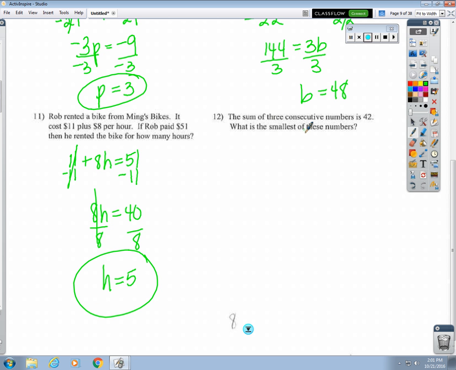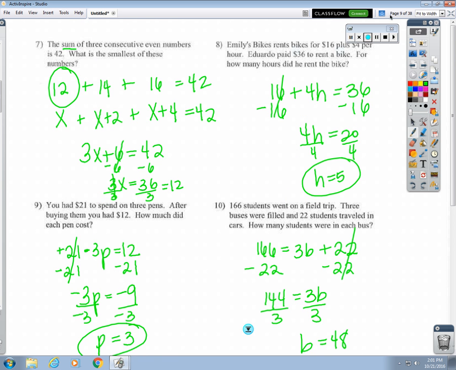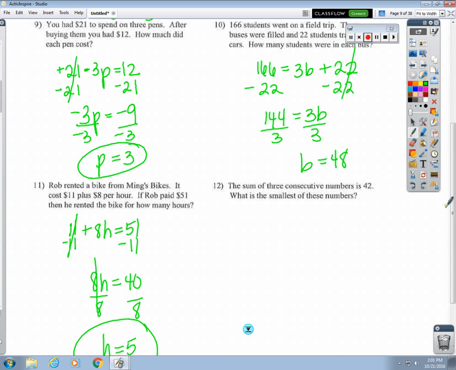Okay, the last one, number 12. The sum of 3 consecutive integers is 42. What does that mean? I don't know. Guys, you know that 3 consecutive even integers is like 2, 4, 6, or 3 consecutive odd is 1, 3, 5. And 3 consecutive integers is 1, 2, 3. Just 3 in a row.